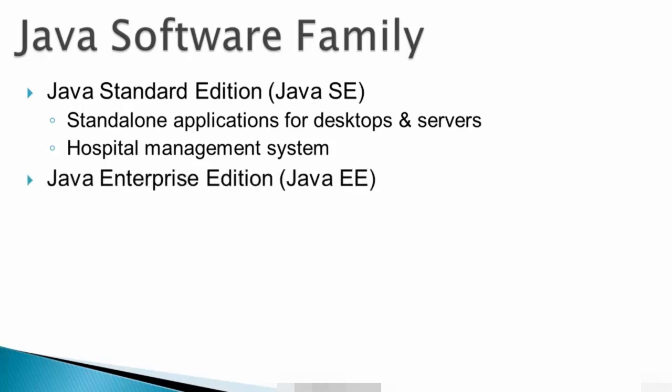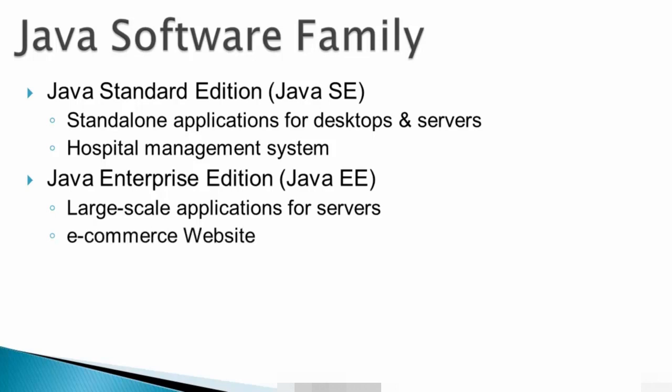Next is Java Enterprise Edition, or Java EE in short, and this was previously called J2EE. And it is used to develop large-scale applications that run on web servers. Now, when we say large scale, it implies a large number of users will be using the application at any given instance of time. An example would be an e-commerce website like Amazon.